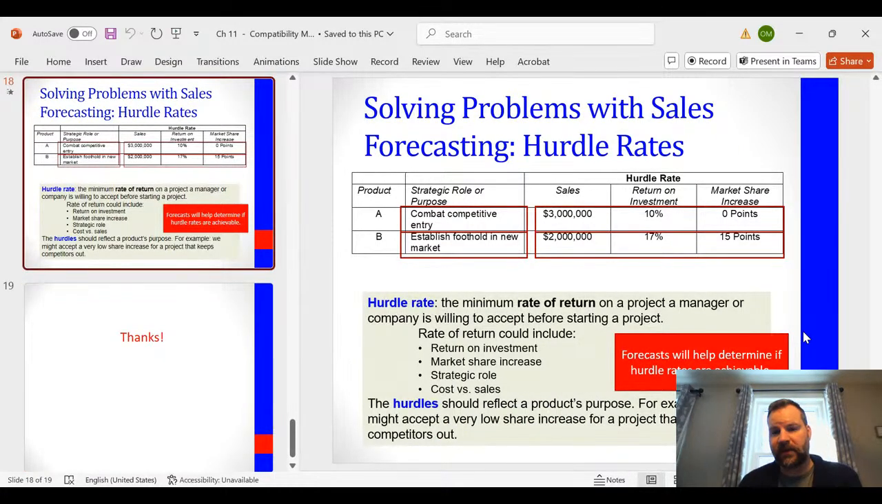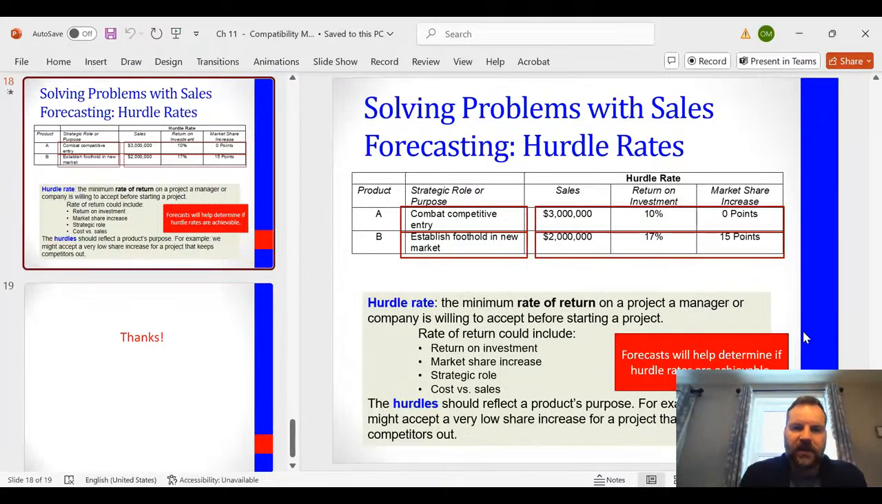Finally, the tool that can also help with this is what's called a hurdle rate. This is a little bit similar to a culling factor, but I would say it's almost more of a positive, saying this is what we're trying to do to go forward. So it's a minimum rate of return on a project a manager or company is willing to accept. And so this is going to vary from product to product.